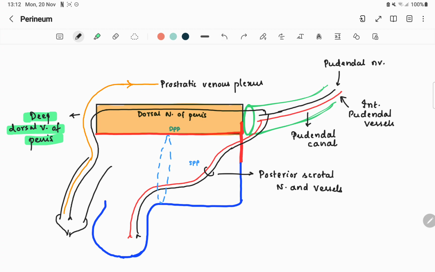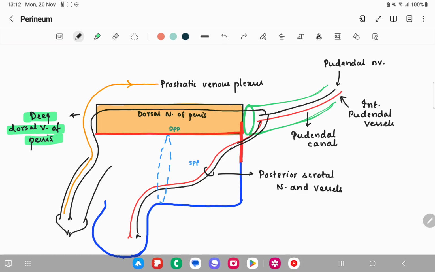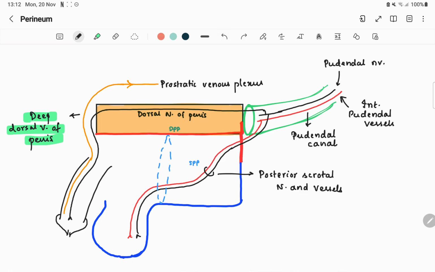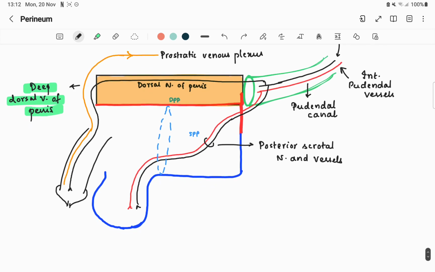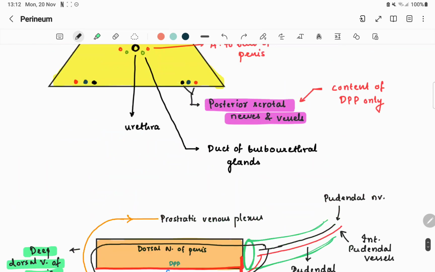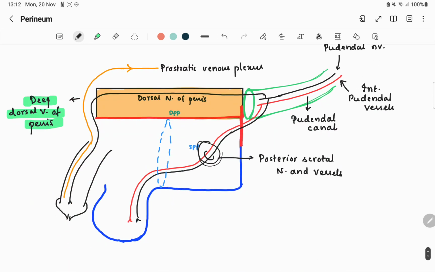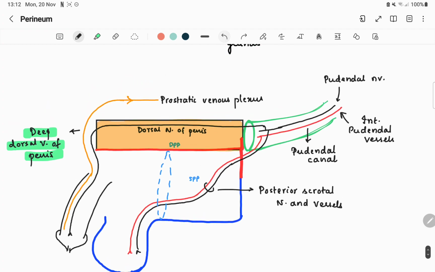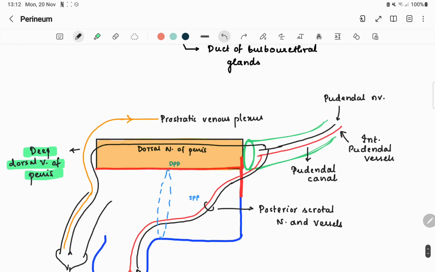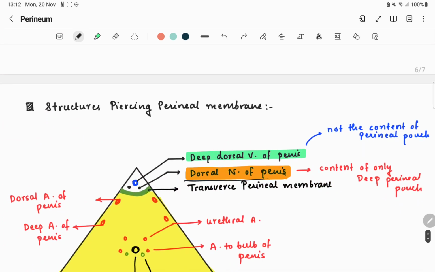Okay, and internal pudendal vessels are there, which give a branch called the posterior scrotal artery. Okay, the posterior scrotal artery and the posterior scrotal nerve are also going through the scrotum. So these structures, posterior scrotal nerve and vessels, must be the content of the DPP only. These are not coming in the superficial perineal pouch. And the dorsal nerve of the penis is also a content only of the deep perineal pouch.